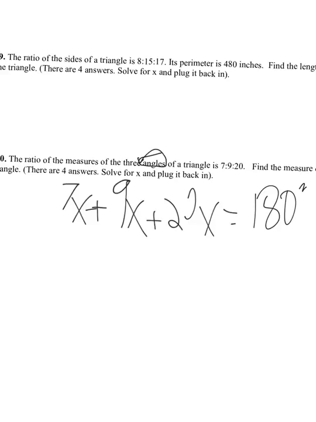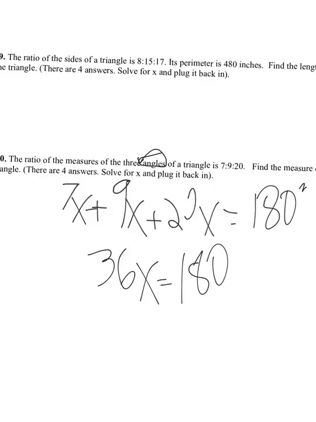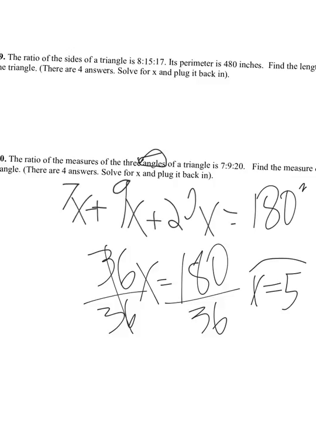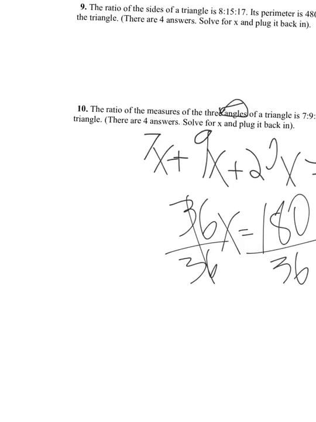So now it's just a matter of combining like terms. 7x plus 9x plus 20x. That's going to be 36x equals 180. Okay, what's 180 divided by 36? 180 divided by 36 is 5. x equals 5. Cool. See how I said there are 4 answers? I want you to plug it back in. That's no big deal.